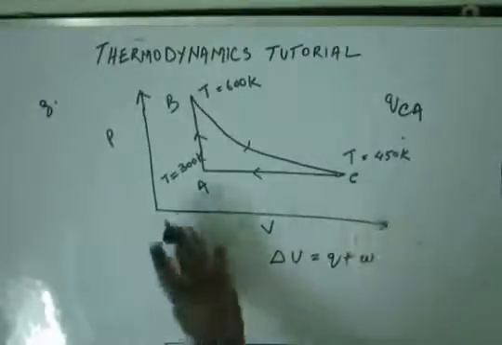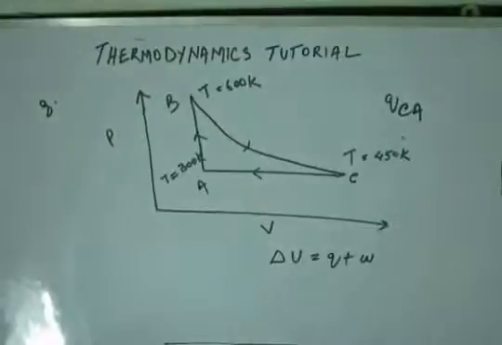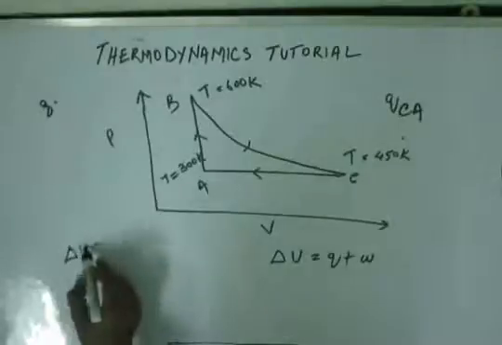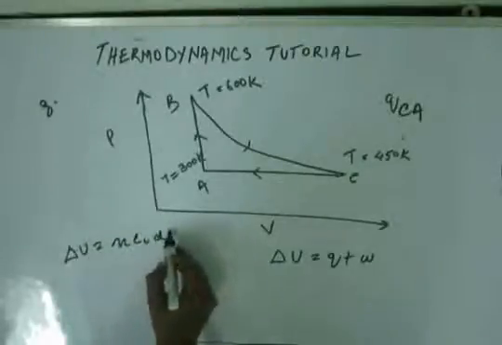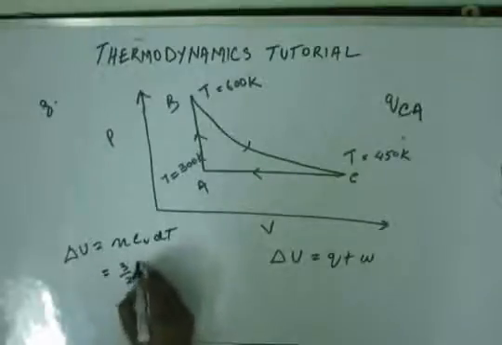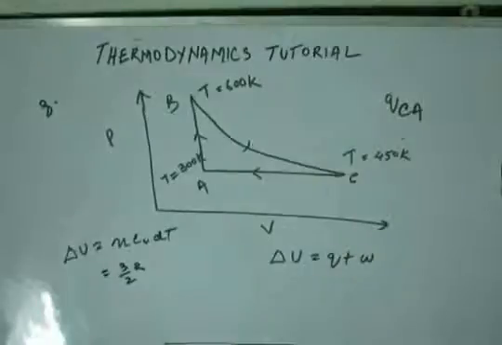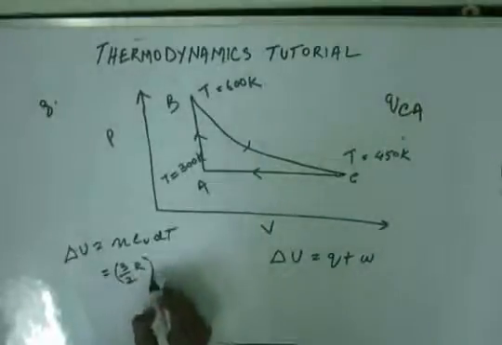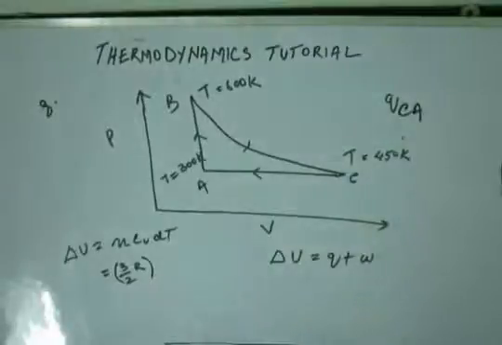Here you have 450, here you have 300. So if you know the temperature, then you know delta U, because the formula for delta U is nCv delta T. n is 1 mole, Cv will be 3 by 2 R. If you don't know, please memorize this, and later on we will see the explanation of it. Cv is equal to 3 by 2 R for a monoatomic gas. For diatomic gas it will be 5 by 2 R. Triatomic gas it will be a different value, 7 by 2 R.